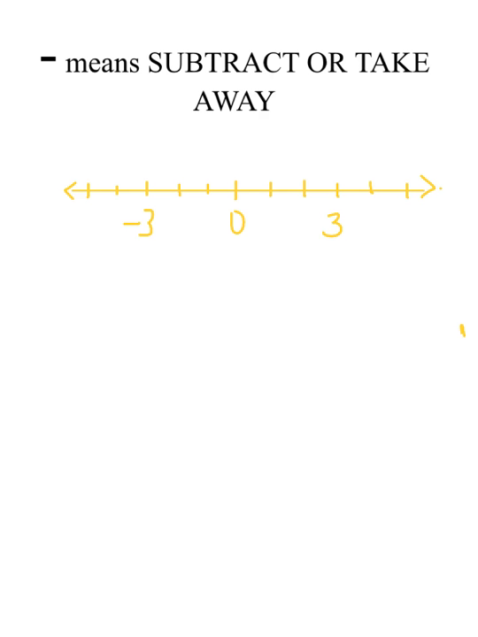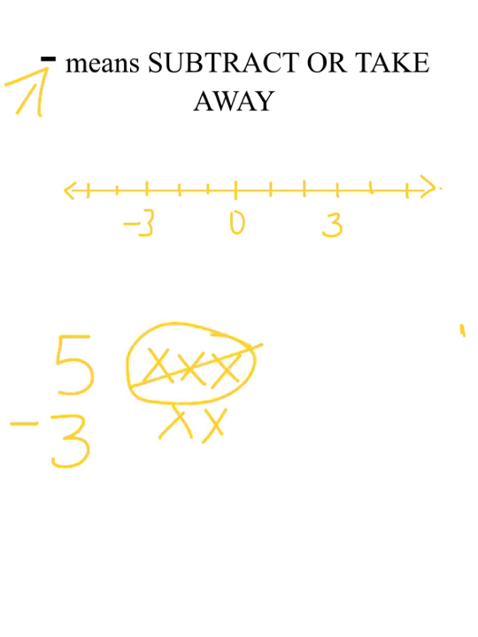This symbol, we were introduced to it when you were learning how to subtract or take away. So you probably started when you were little with 5 minus 3, and you counted out 5 blocks, and you took away 3, and there was 2 left over. So this symbol just meant take away.